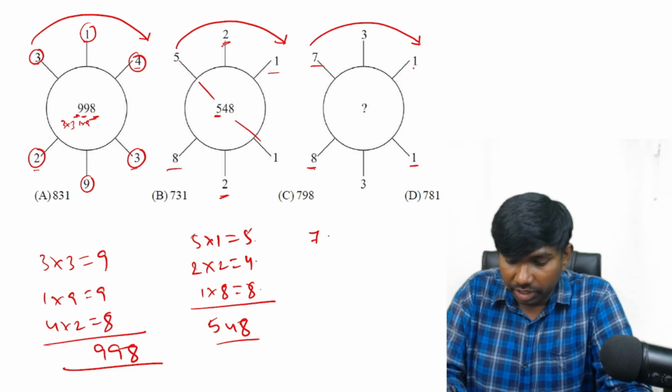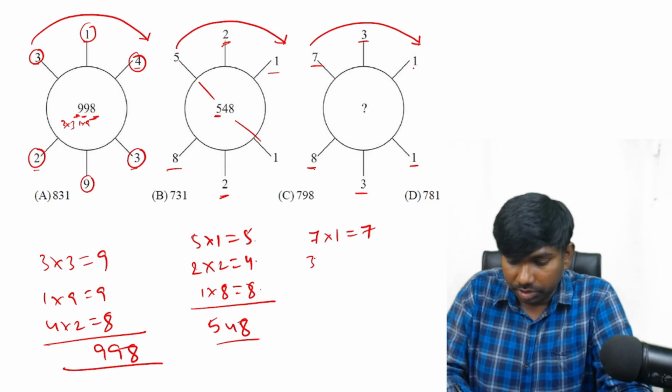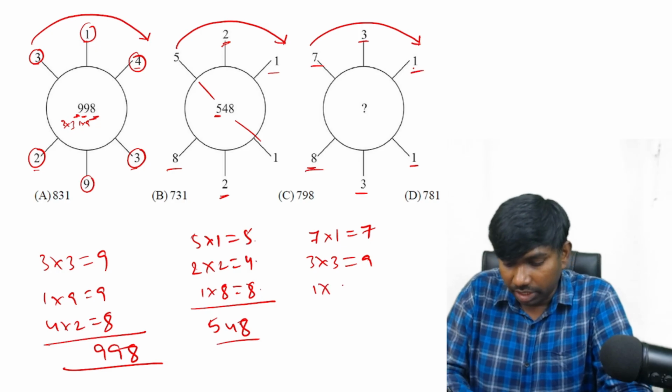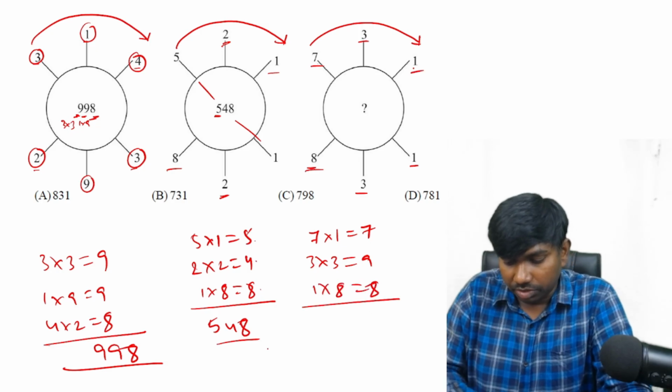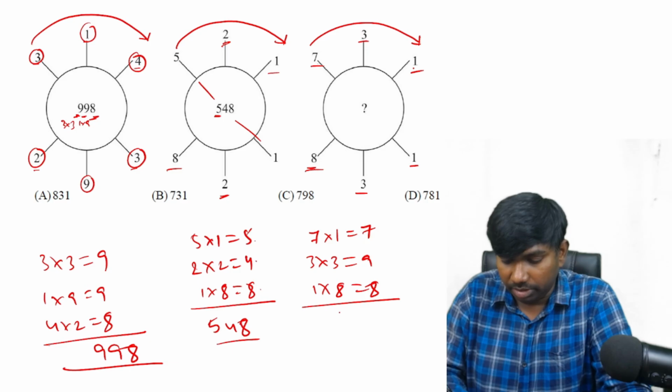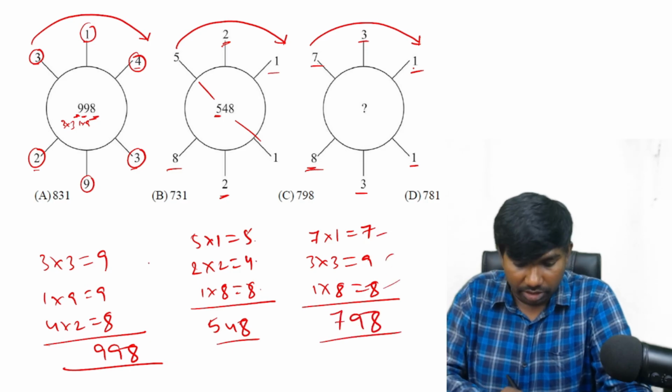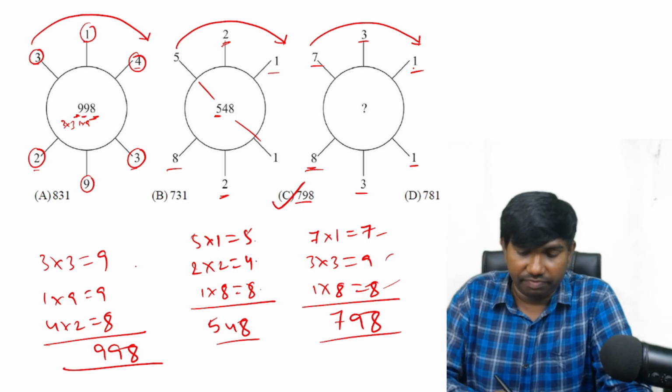So 7 into 1 is 7. Next 3 into 3 is 9. Then 1 into 8 is 8. So the middle number should be 798. 798. Which option? Option C is satisfied.